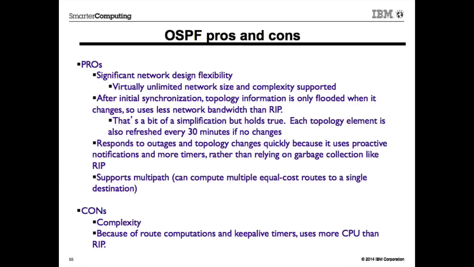Also, OSPF responds to topology changes quickly because it uses proactive notifications and timers instead of relying on garbage collection like RIP. And OSPF supports multipath, meaning it can compute multiple equal-cost routes to a single destination.